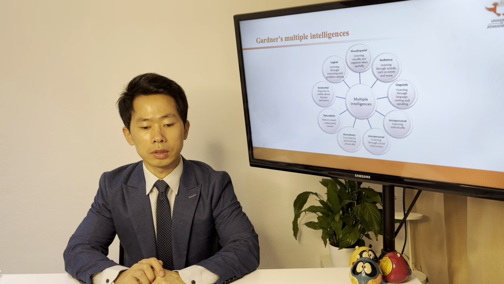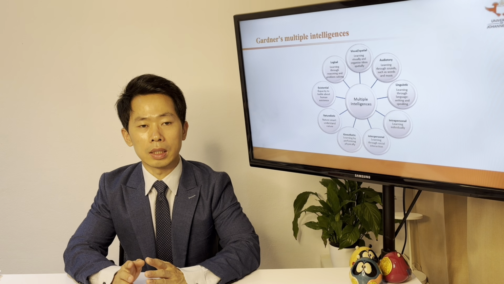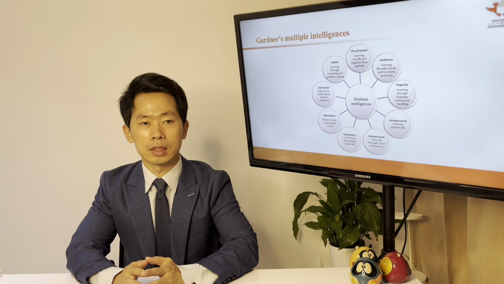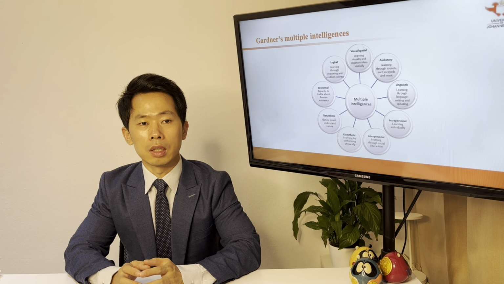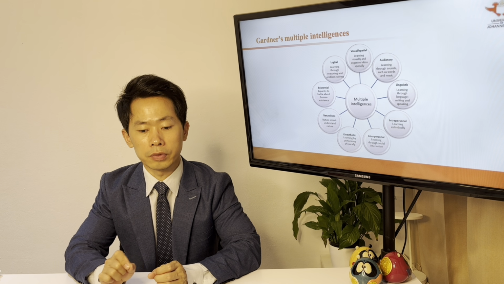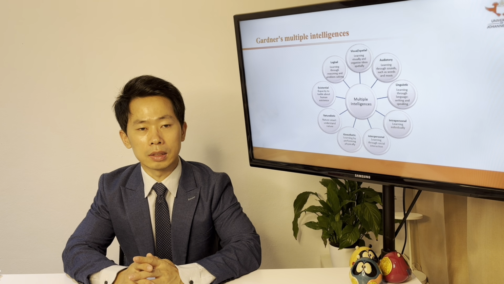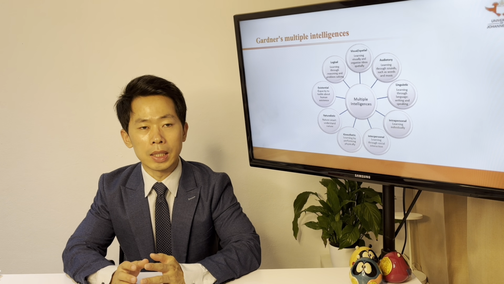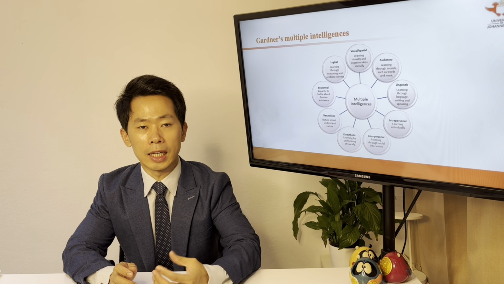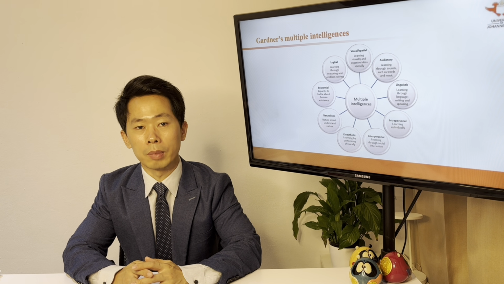Also, according to Gardner's multiple intelligences, individuals have different habits or preferences in learning. For example, for myself, I prefer reading. I prefer to visualize, to see the words. After reading, I memorize better. But some other students may prefer discussion. They may prefer to listen to my lectures, and from hearing, they understand better, they remember better.